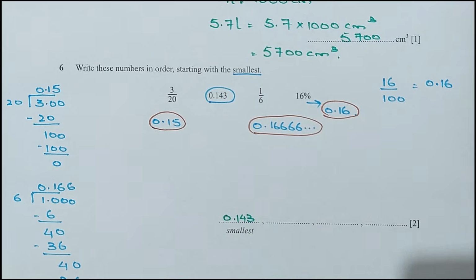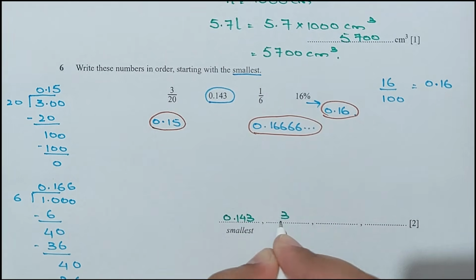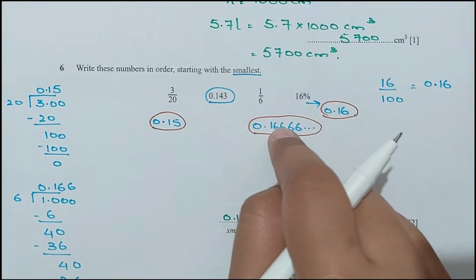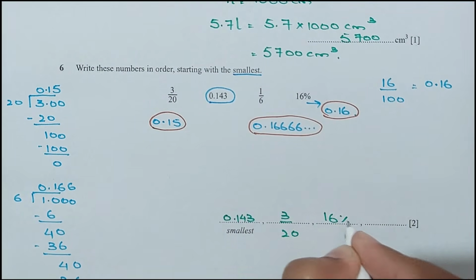0.143, right? Then 0.151, 3 over 20. And from these two, this one is 0.160 and 0.166. So 16%, and the highest is 1 over 6.